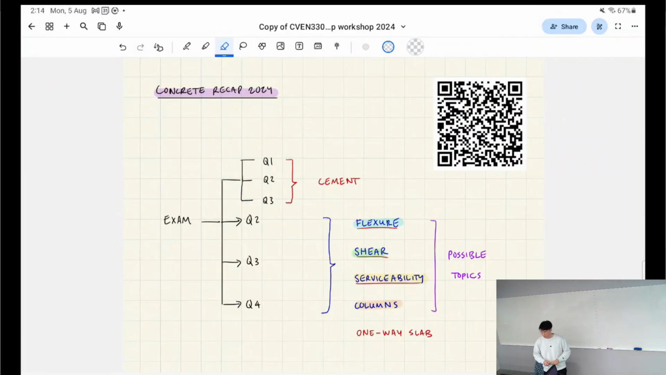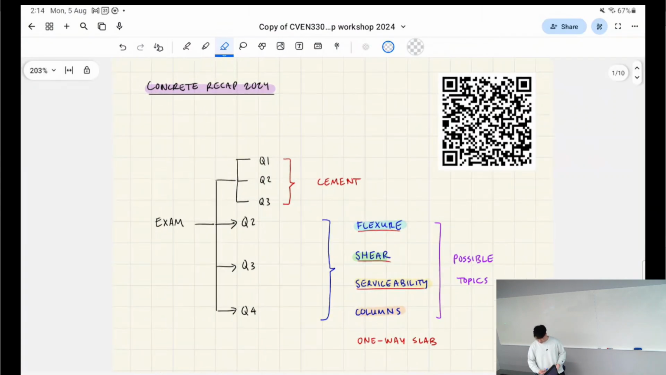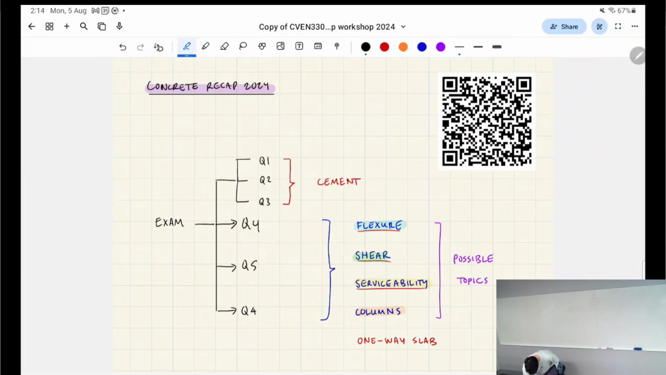So yeah, just so we're on the same page, here's roughly what your exam will look like. Q4, Q5, Q6.